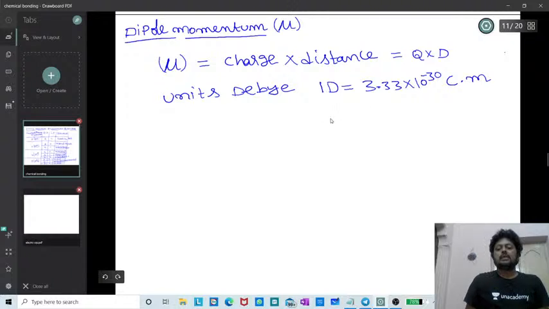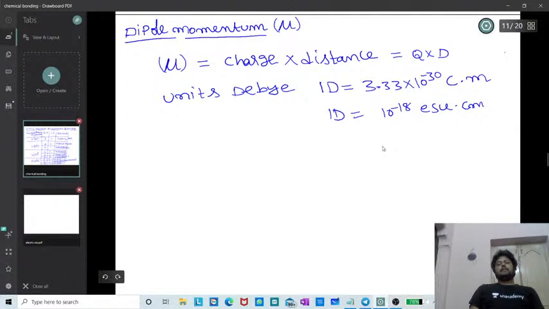In electrostatic units also, 1 Debye is equal to 10^-18 ESU centimeter, that is, electrostatic unit times centimeter. This is the dipole moment.